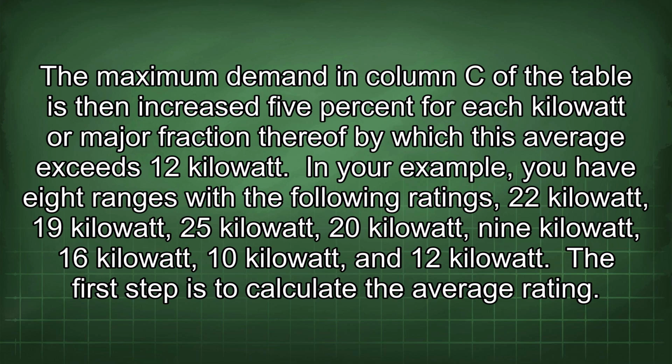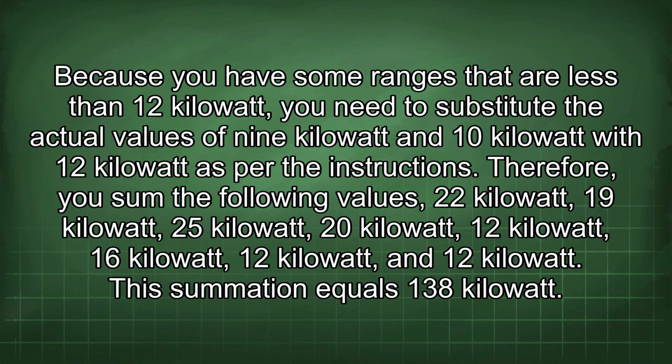The first step is to calculate the average rating. Because you have some ranges that are less than 12 kW, you need to substitute the actual values of 9 kW and 10 kW with 12 kW as per the instructions. Therefore, you sum the following values: 22 kW, 19 kW, 25 kW, 20 kW, 12 kW, 16 kW, 12 kW, and 12 kW. This summation equals 138 kW.